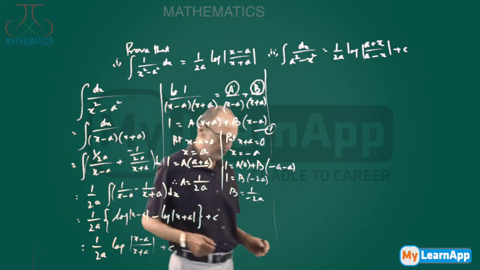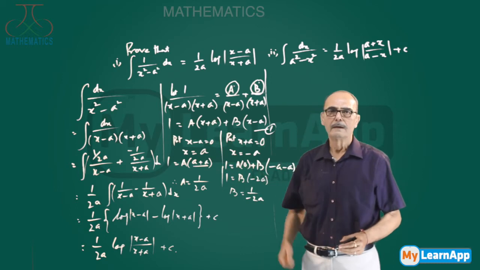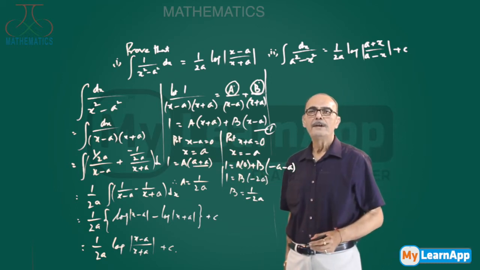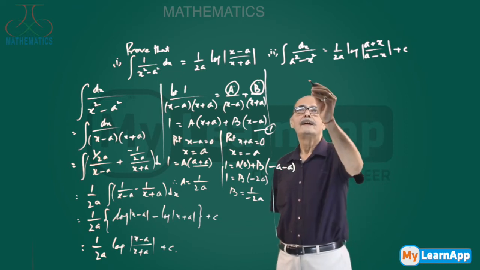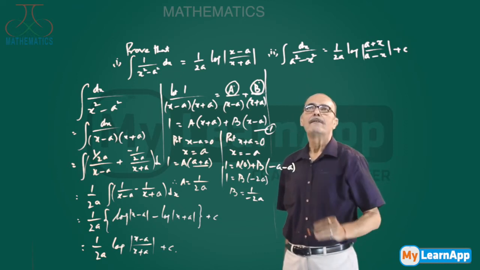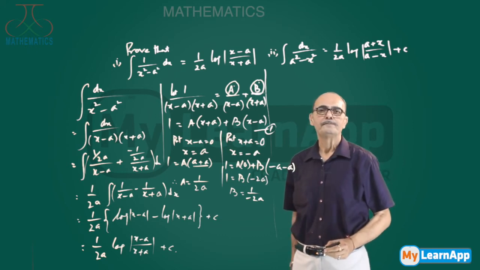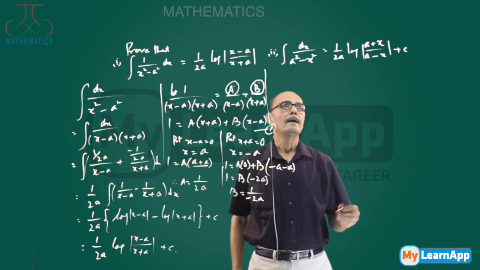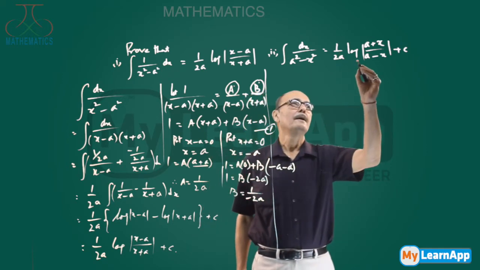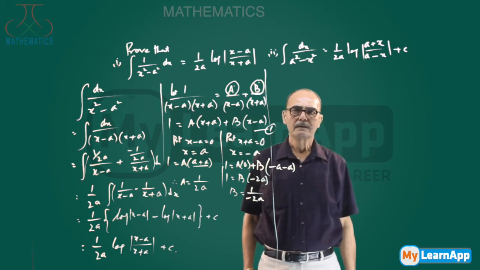This is how we do this formula. Proceeding in the same way, we can find the integral of dx upon a square minus x square as 1 by 2a log of (a plus x) over (a minus x).